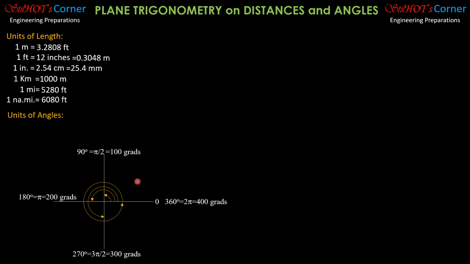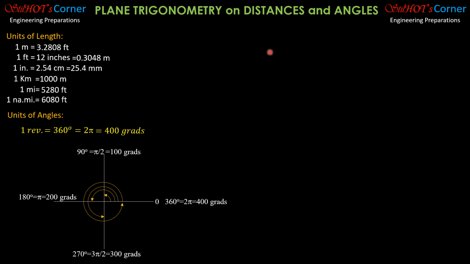Therefore, one revolution is equal to 360 degrees, which is also equal to 2 pi radians, and also equal to 400 grads. So become familiar with these common units of angles because these are widely used in books. Other angle units such as mils are used in military operations for accuracy and in navigation also.